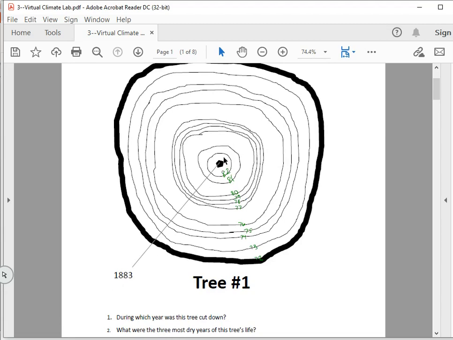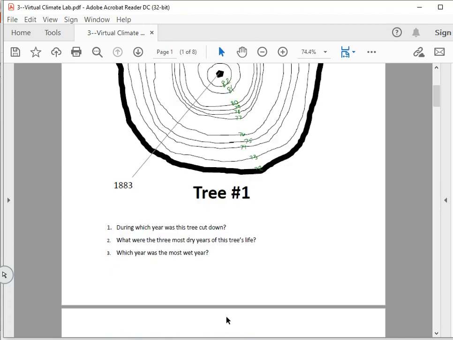So that would have to be the oldest year or youngest year, I guess I should say. It kind of depends on how you look at it. 1883, because the tree grows from the inside out. So whatever year we figure out is in the middle, that's the year that it was cut down. So number 1 should be 1883.